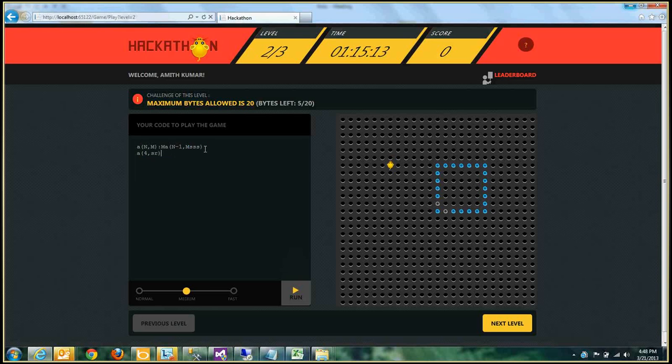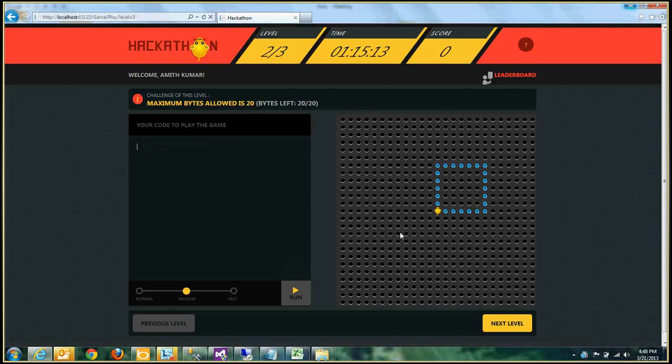So what is the scoring formula for this thing? Every level, you cross a level when you eat all the food. If you miss even one food, then you get score 0. That's obvious. But if you eat all the food, then we consider the number of bytes you have used.